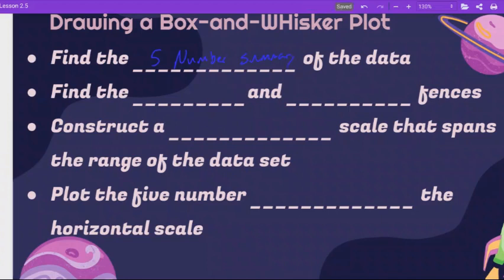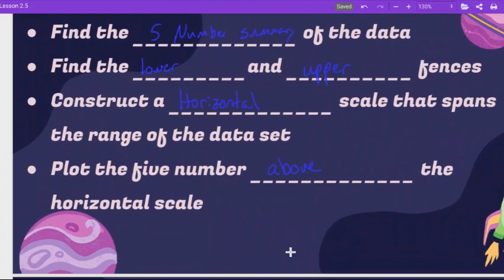Then we find the lower and upper fences. Then we construct a horizontal scale that spans the range of our data. And then you plot the 5 numbers above the horizontal scale. Okay, and that's your 5-number summary.